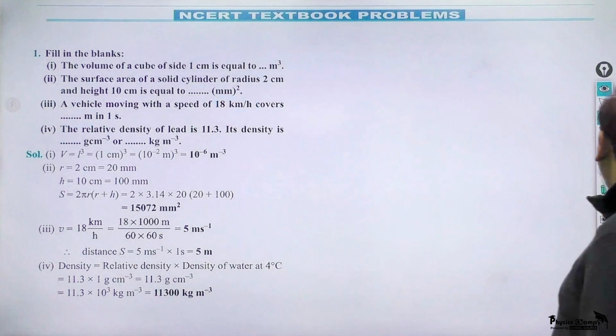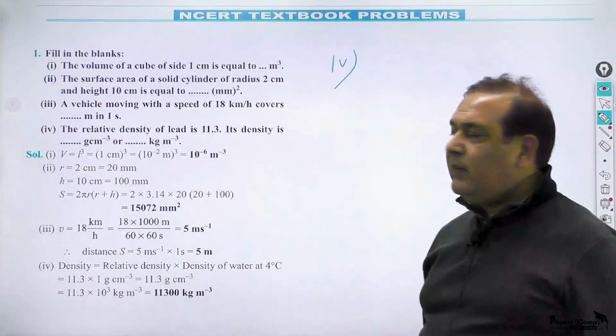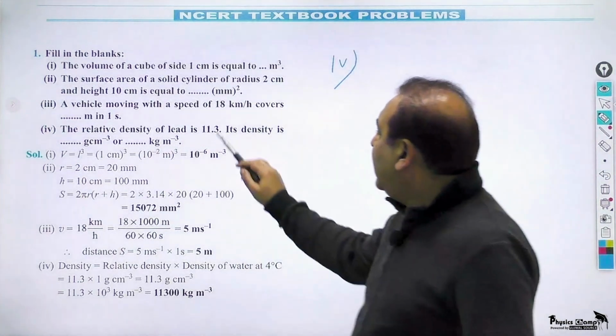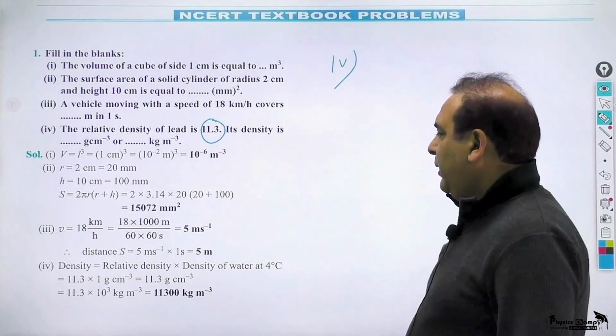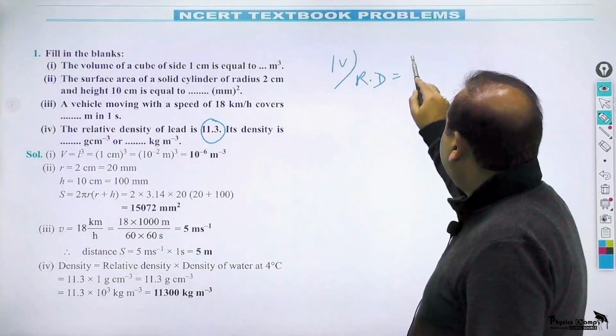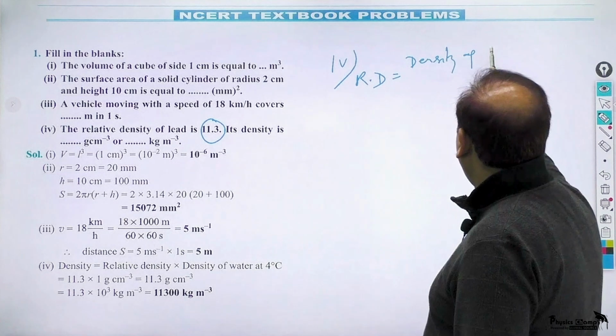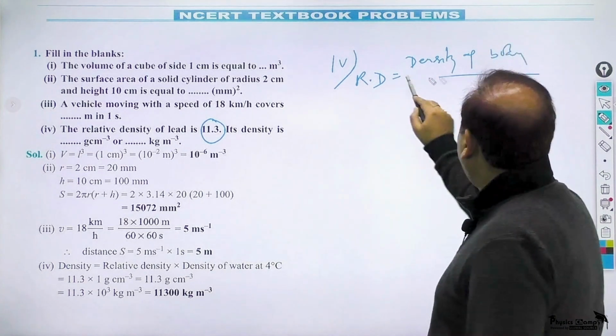Similarly, we have the fourth part of this fill in the blank. The relative density of lead is 11.3. It means, we know relative density is what? Density of object or body divided by density of water.